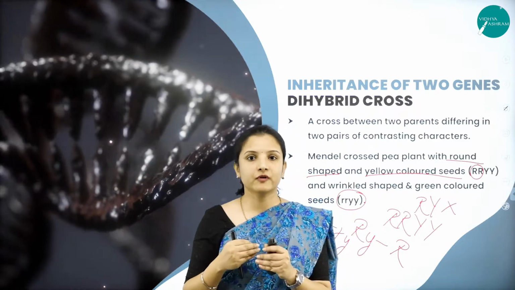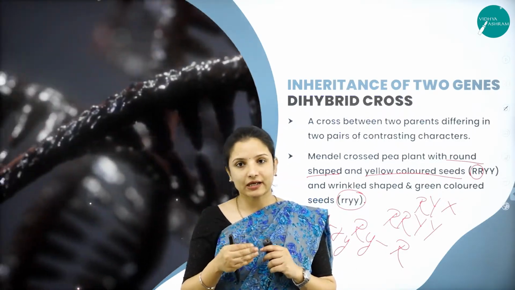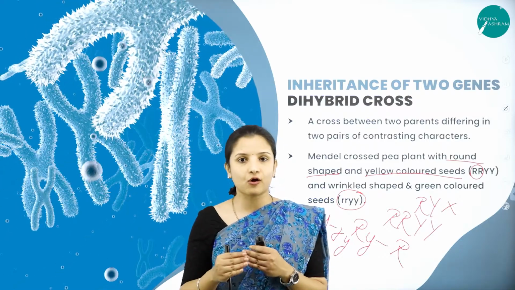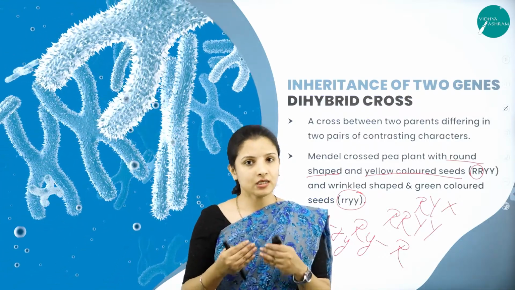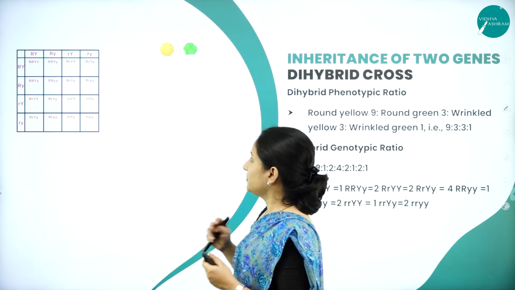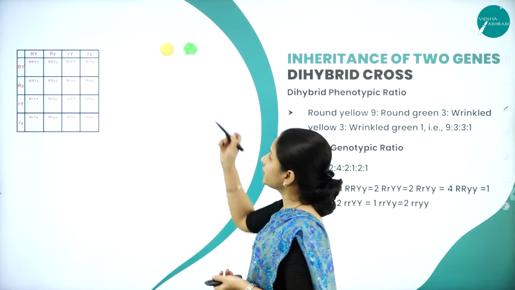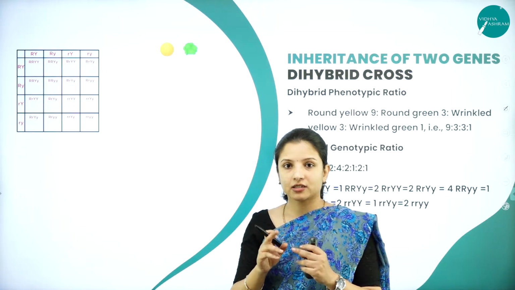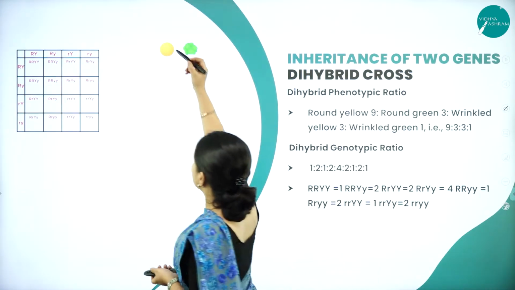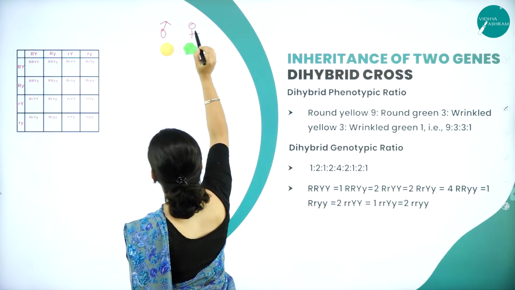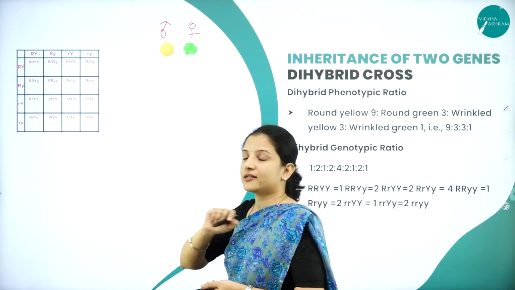So we shall move further and see how exactly Mendel conducted the experiment, what set of plants he crossed and what result he got. So moving on to the experimental part. What Mendel did was he took two pea plants having two different characters. We'll consider this to be the male pea plant and this to be the female pea plant, and they are the parental generation.